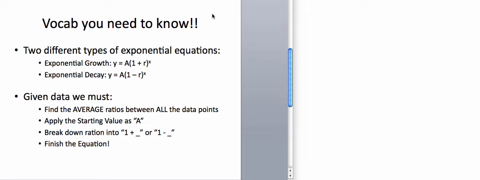So the first thing we have to do is find the average ratio between all the data points. We have to find each ratio between each data point and then average that all up. Then we can create our equation from there. Most of the work will be done with the data points right away, and then hopefully we'll finish the problem easily on the back end.